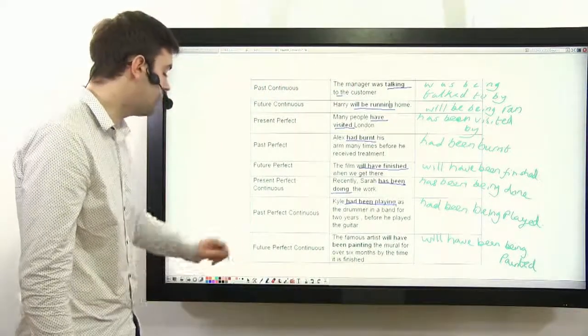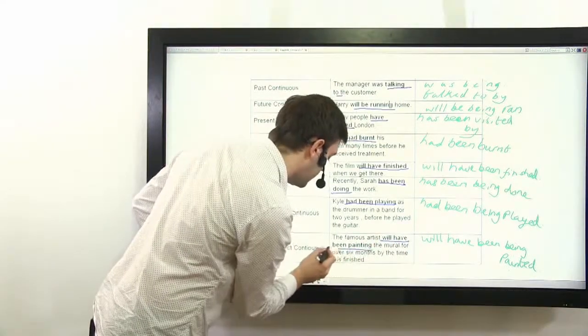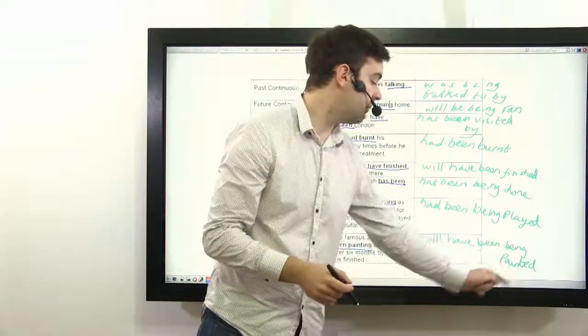And finally, future perfect continuous. Will have been painting. Changes to will have been being painted.